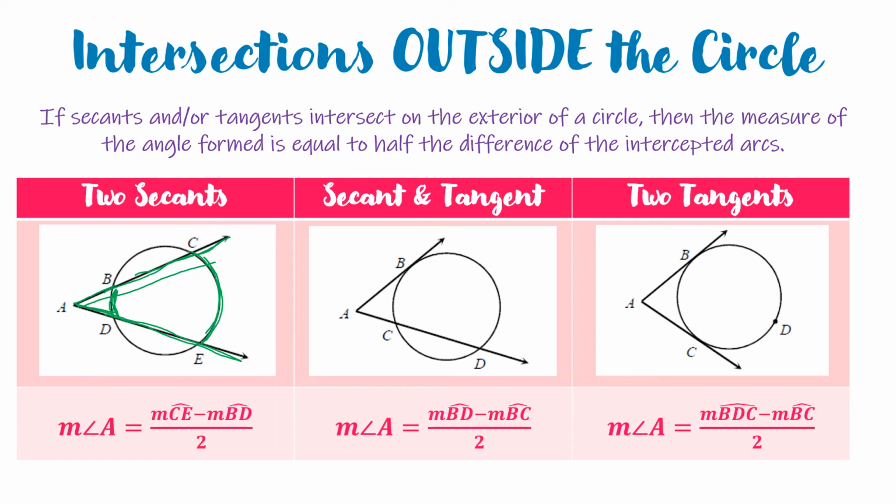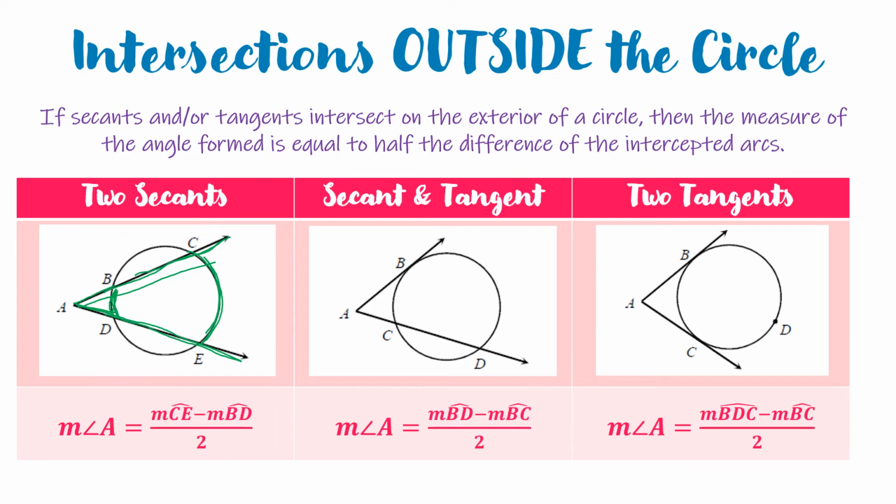So to find the measure of angle A, you're going to take the measure of arc CE, the one on the outside, because it'll be the bigger one, and you're going to subtract the measure of arc BD and then divide by 2. It's big arc minus small arc and then divide by 2.